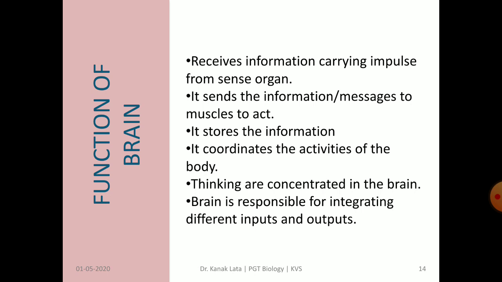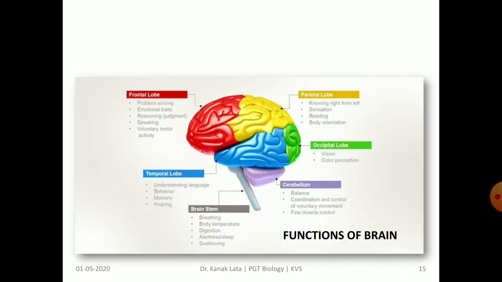Brain receives impulses from sense organ and then sends them to muscle for action. It helps in storing the information. It also coordinates the activity of body. All the thinking is concentrated in the brain. It helps in integrating different inputs and outputs. Here the summary of functions of brain is given.